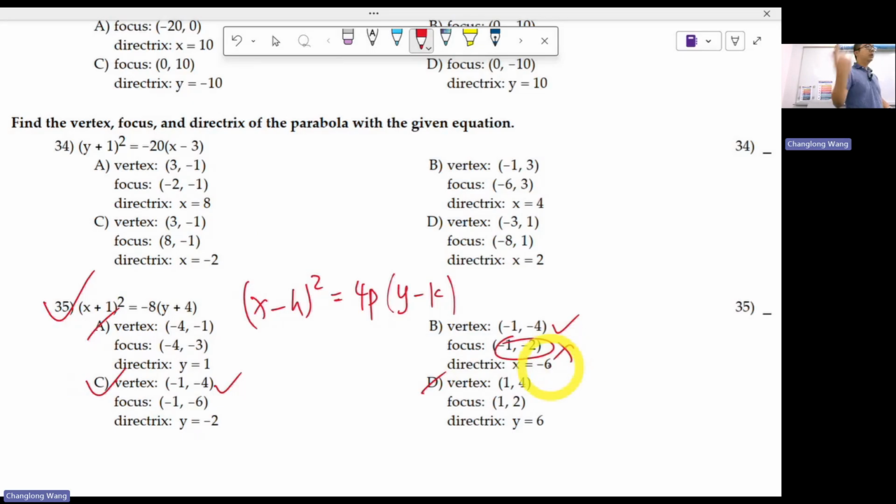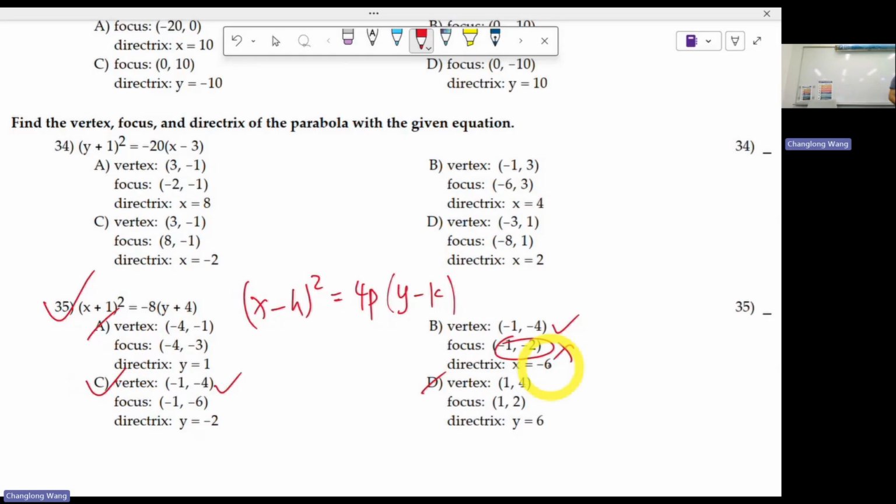I mean, should you do the same thing like we did at the end of the packet, 3.5, figure out the p and find out exactly what the focus and the directrix are? You could. And some people like the directrix. They say, look, if the vertex is somewhere at -4 and it opens down, that means the directrix is going to be on the opposite side of the vertex. So it should be -2, which is higher than -4, instead of -6, which goes further down.